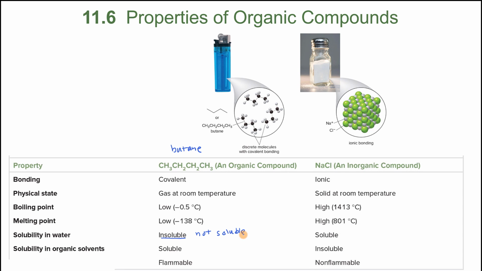Then there's sodium chloride, which is an inorganic compound. This is found in table salt. The bonds in sodium chloride are ionic. It's solid at room temperature. The boiling point of this one is very high, as is the melting point. This one is soluble in water because it's an inorganic compound. It does not have carbons and hydrogens, and so is not soluble in organic solvents and also is not flammable.